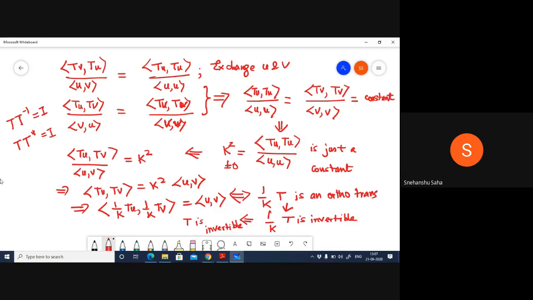So this actually forms the basis of our next discussion. What we are going to talk about in the next class is this: invertible linear maps and their implications in practical application.